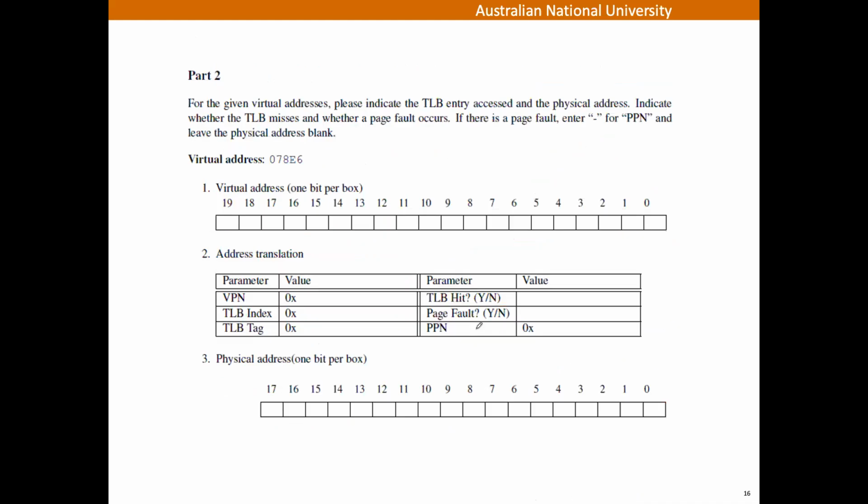For the given virtual address, indicate the TLB entry accessed and the physical address. Indicate whether the TLB misses and whether a page fault occurs. If there's a page fault, enter the required information. So let's translate this virtual address.